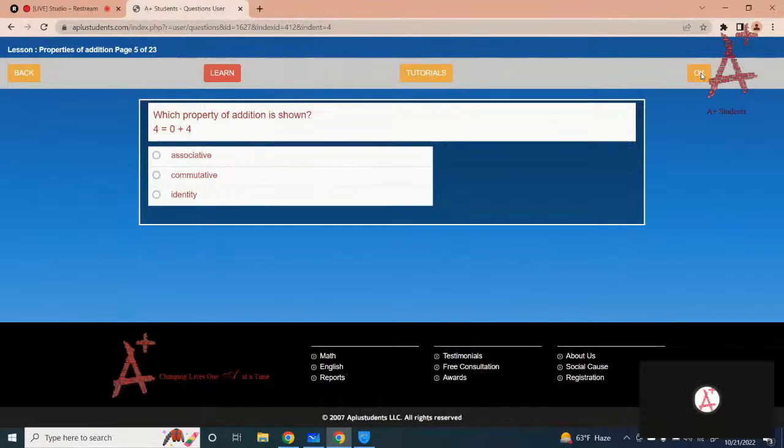So which property of addition is shown? 4 equals 0 plus 4. Which property is it? Is it associative, commutative, or identity? It is the identity. Got it? So select the correct option and then click on the OK button.